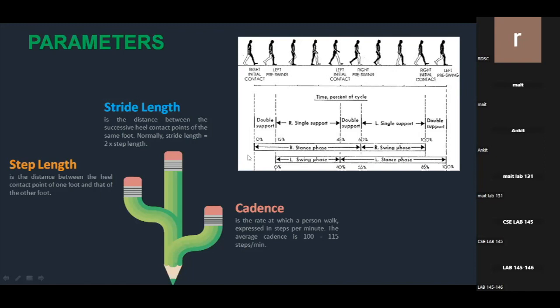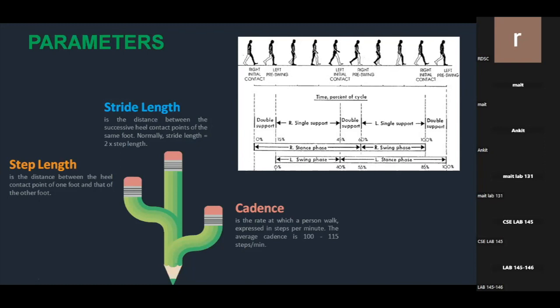This shows time as a percentage of the gait cycle. We have identified these 3 parameters using the data set. First, the step length: the distance between the heel contact point of one foot and that of the other, which we captured using the motion cameras when a person walks. Stride length: the distance between successive heel contact points of the same foot. Normally, stride length is twice the step length. Once you walk comfortably, these parameters remain the same.